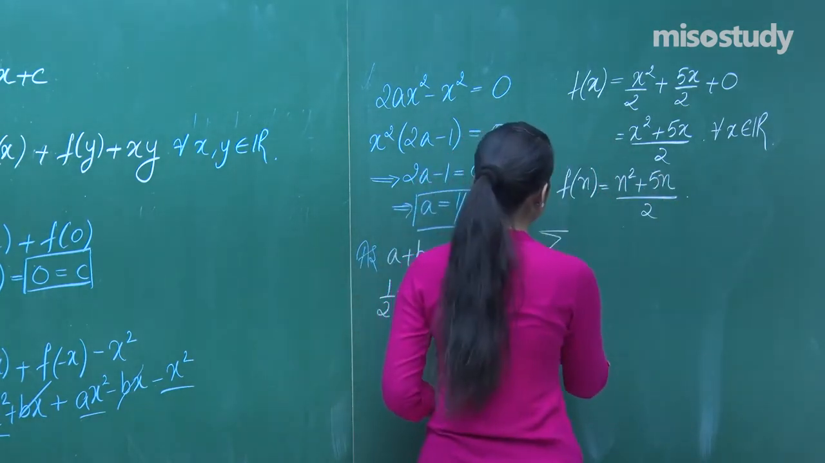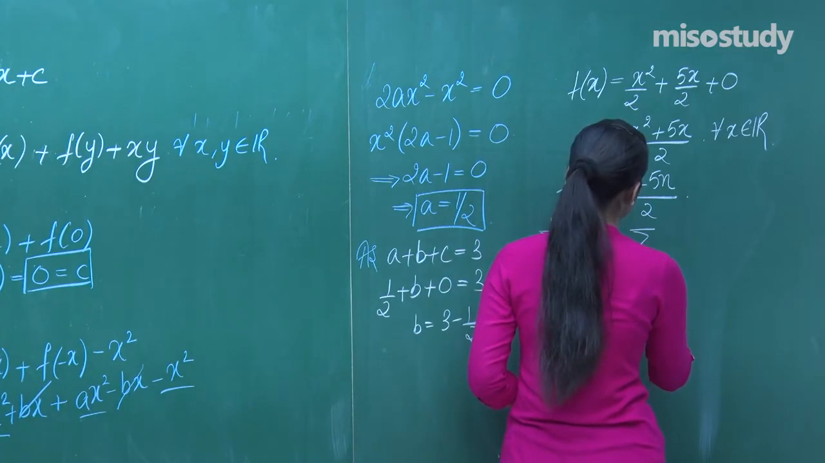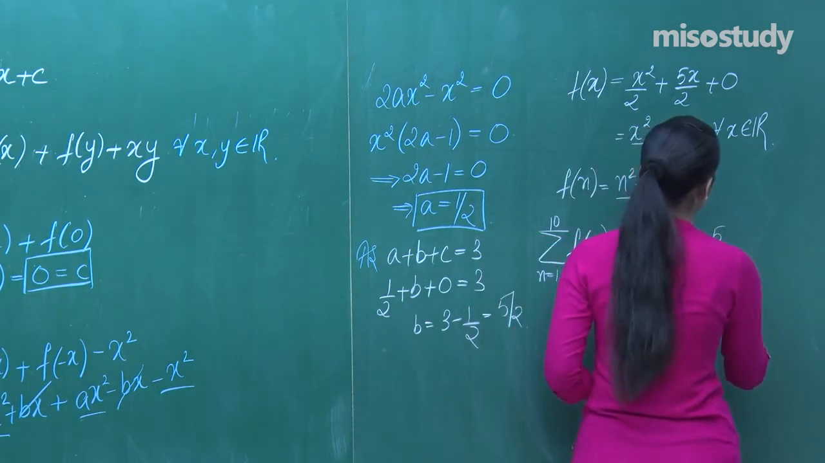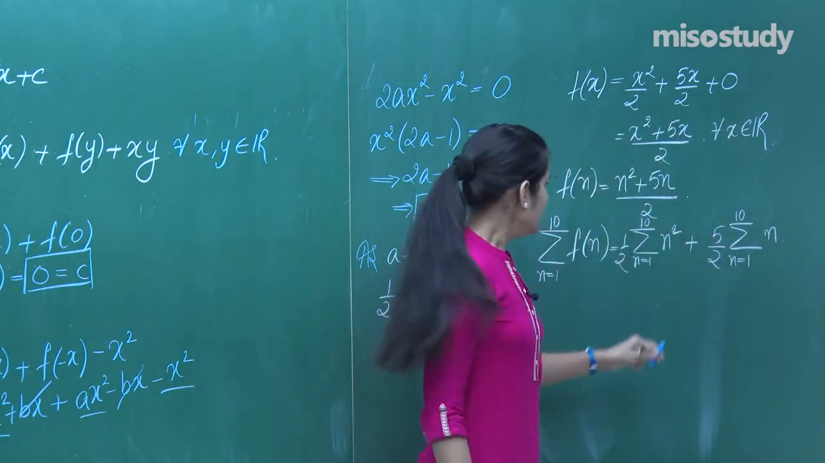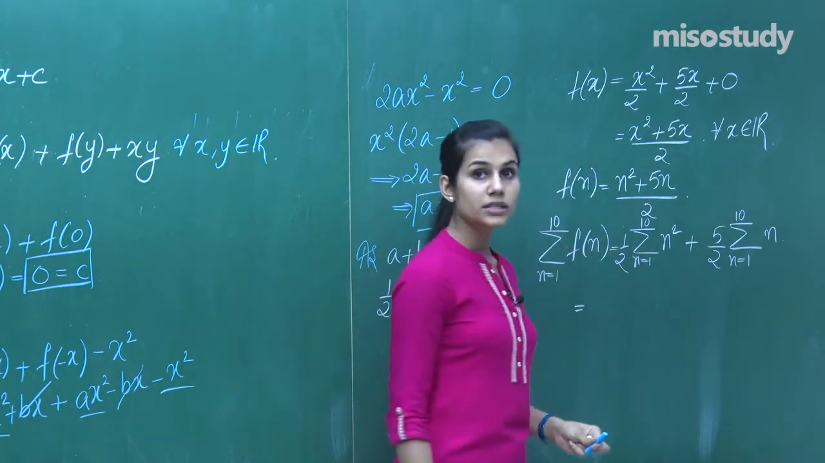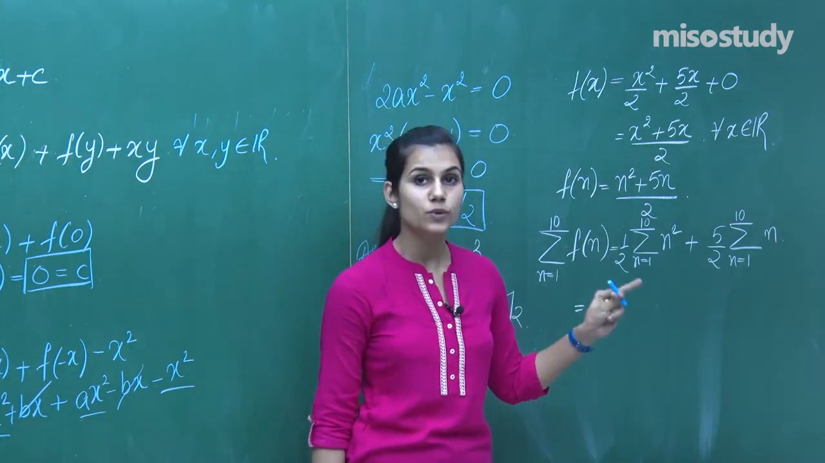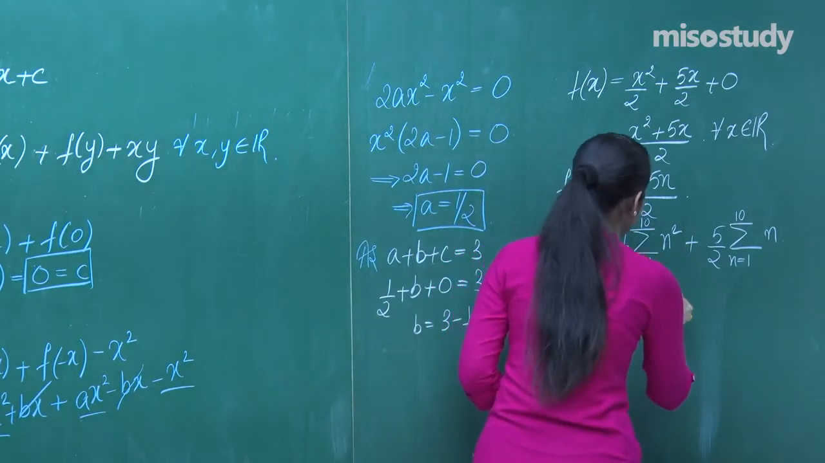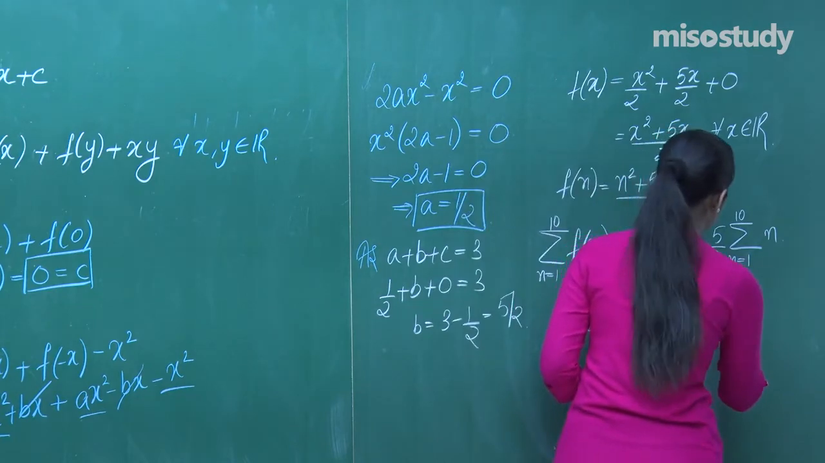And therefore, summation f of n going from 1 to 10 will be what? Summation n going from 1 to 10, 1 by 2 comes out, you have n square, plus 5 by 2 comes out, summation n going from 1 to 10, n. Sum of the squares of first 10 natural numbers is what? If I say find out the sum of the squares of first n natural numbers, it is n into n plus 1 into 2n plus 1 by 6. So here n is equal to 10. So you get 10 into 10 plus 1 into 2 into 10 plus 1 by 6 plus 5 by 2.